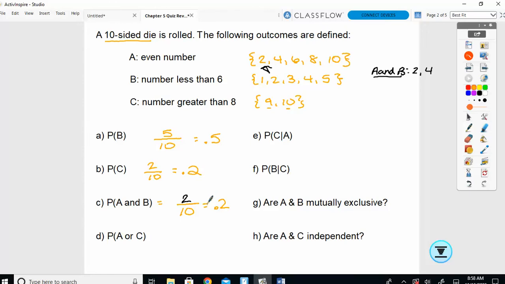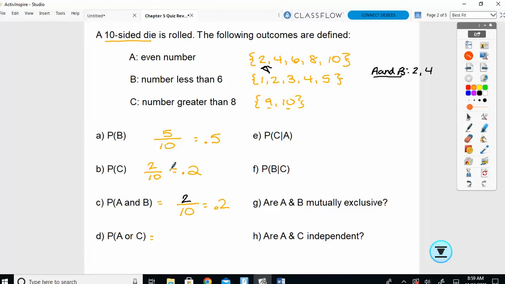D, A or C. This is counting every number that's either in A or in C. Or means what? Adding. You might be able to just do this by looking at your sets. If you wanted, we could look at our formula sheet. When we're looking at ORs, we have 2 options. We have the addition rule for disjoint events. What does disjoint mean? Mutually exclusive. They have nothing in common.